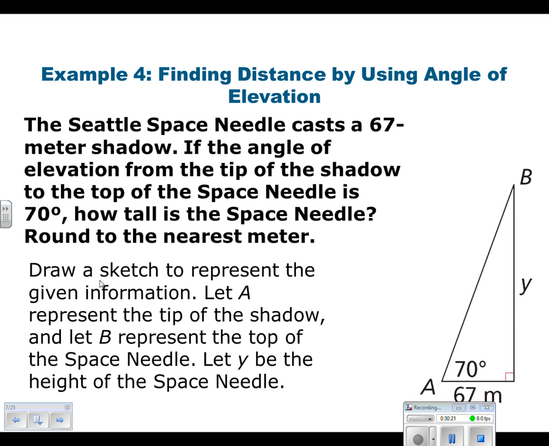Firstly, you have to draw a sketch to represent the given information. Let A represent the tip of the shadow, and B the top of the Space Needle. Let y be the height of the Space Needle.